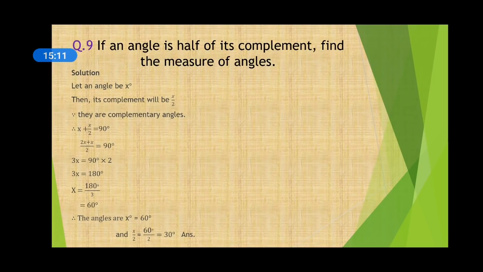So the two angles were x and x by 2. Now here you got the value of x as 60 degree. So the first angle is x, which is 60 degree, and the second angle is x upon 2, that is 60 divided by 2, which is equal to 30 degree, and hence the two angles are 60 degree and 30 degree respectively.